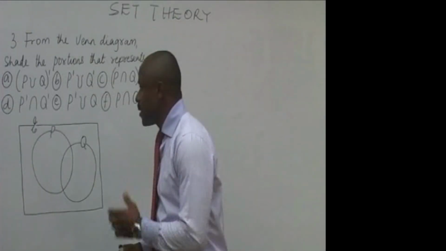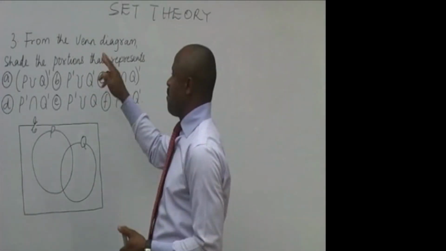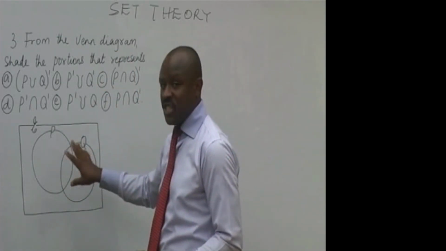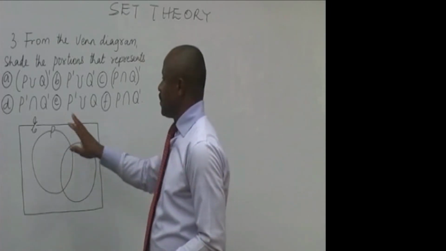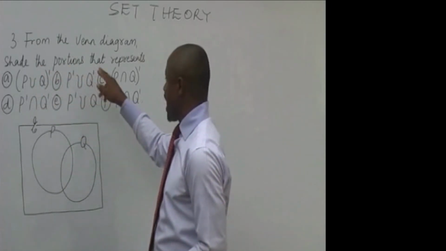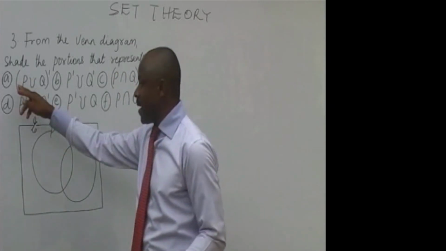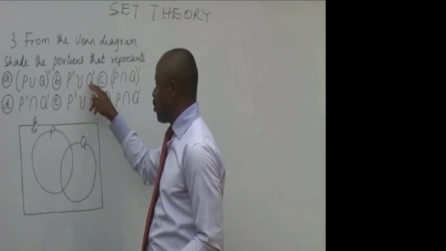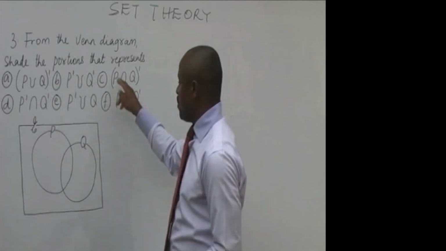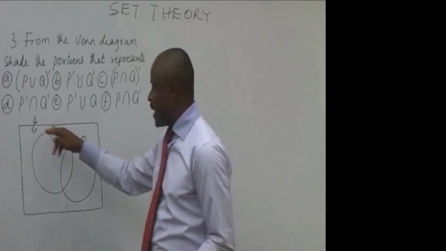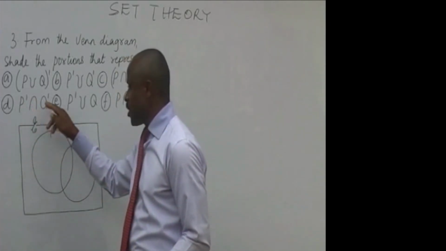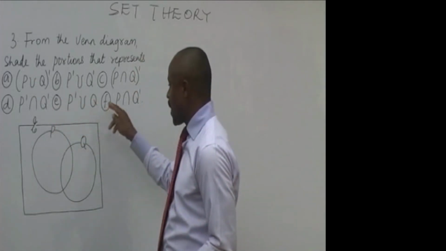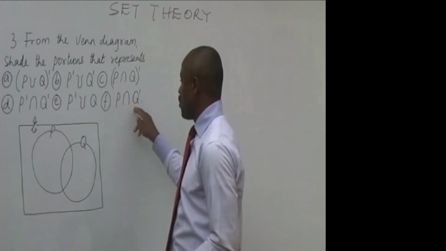Question number 3 says, from the Venn diagram, this is what we call Venn diagram in set theory. Shade the portions that represent: A, P union Q prime; B, P prime union Q prime; C, P intersection Q prime; D, P prime intersection Q prime; E, P prime union Q; F, P intersection Q prime.